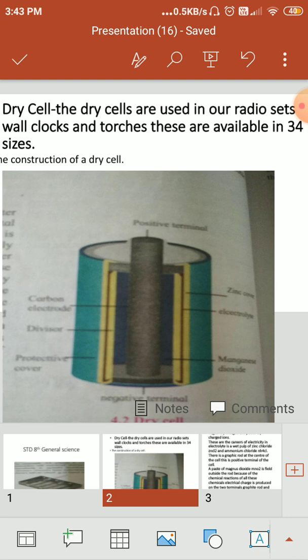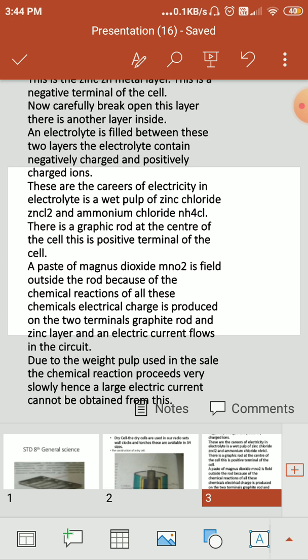Now what happens? A chemical reaction takes place between this manganese dioxide, the zinc cover and the carbon electrode. Electrical charge is produced on the two terminals, the graphite rod and the zinc layer, and an electric current flows in the circuit. Due to the wet pulp used in the cell, the chemical reaction proceeds very slowly. Hence, a large electrical current cannot be obtained from this.